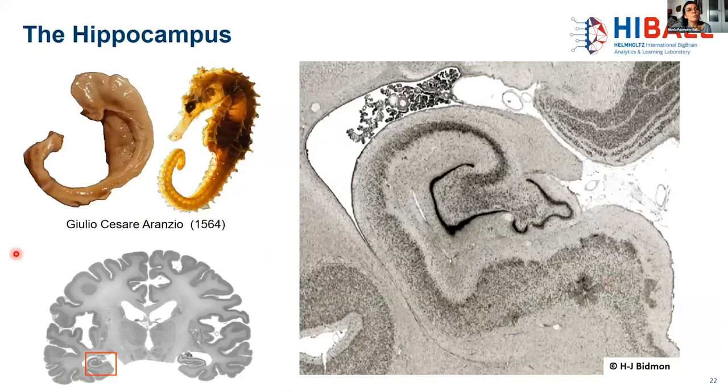And the hippocampus received the name hippocampus in 1564, and it was given this name by an Italian anatomist because he thought that the macroanatomical shape of the hippocampus reminded him of the fish of the genus of the seahorse.